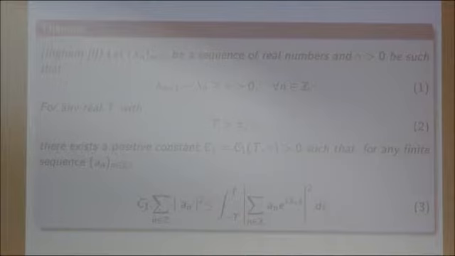So given m, check that the sequence lambda k, written that way, square root of k squared pi squared plus m, fulfills the gap condition in the theorem of Ingham for some gamma depending on m. Okay?